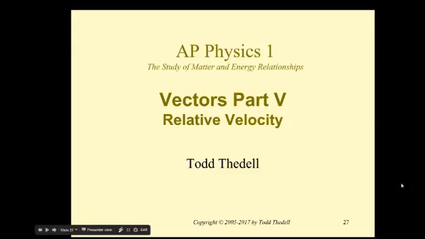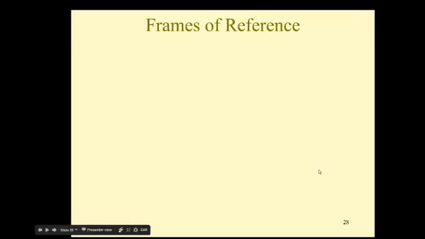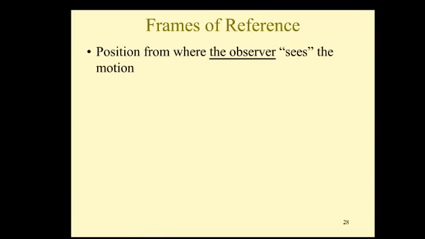Okay, welcome. This is Vectors Part 5, Relative Velocity. We're going to be looking at how, when there's more than one velocity involved, they are relative to each other. So first we're talking about frames of reference. A frame of reference is the position from where the observer, quote, sees the motion.